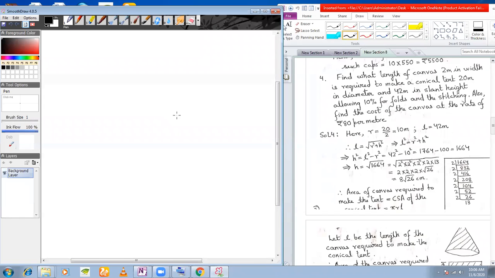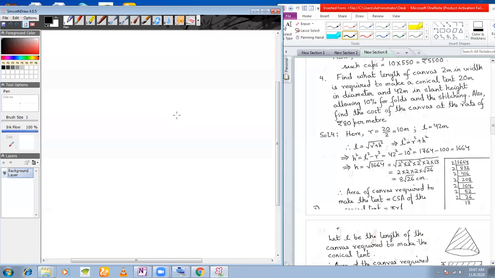So these folds consume a little bit of cloth, and that cloth is actually wasted because you are giving double folds there. So we will consider these 10% for the folds, meaning 10% of the cloth is being wasted. And the stitching, 10% for folds and stitching. In stitching also some cloth is wasted, and in cutting also the cloth is wasted. Also find the cost of the canvas at the rate of 80 per meter.